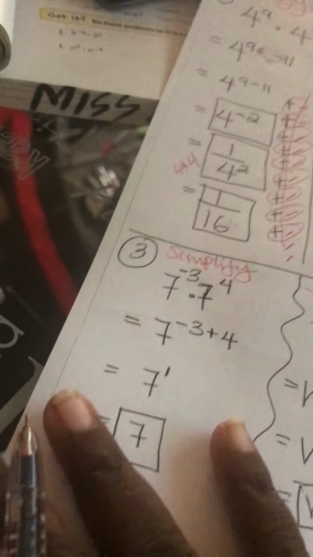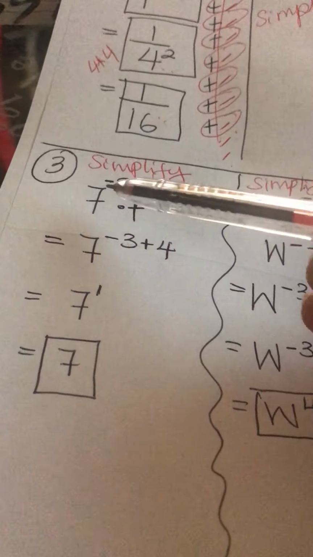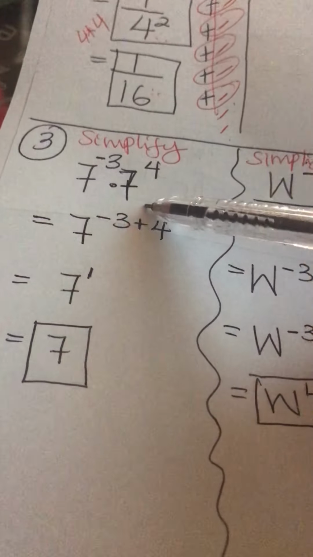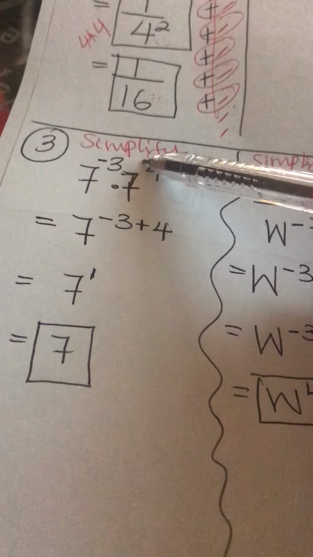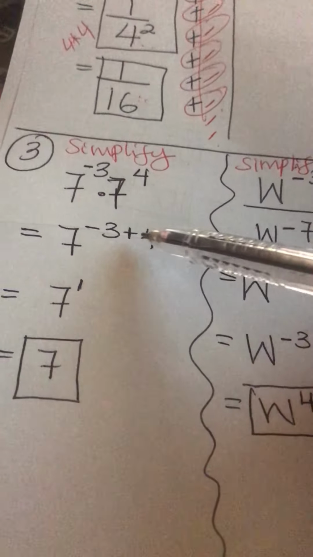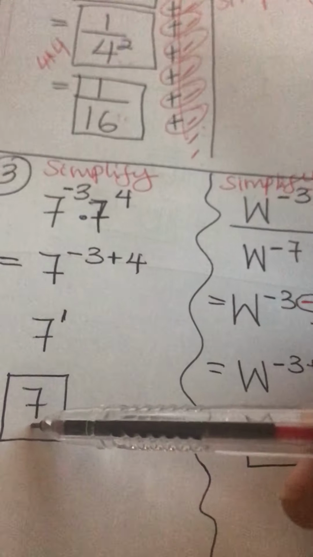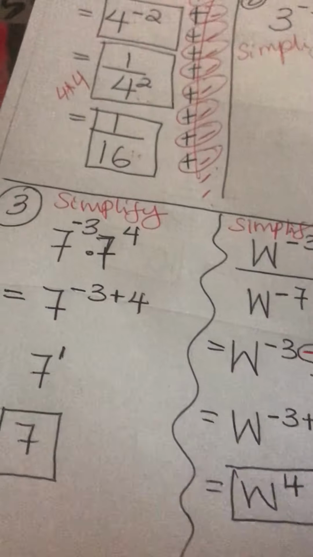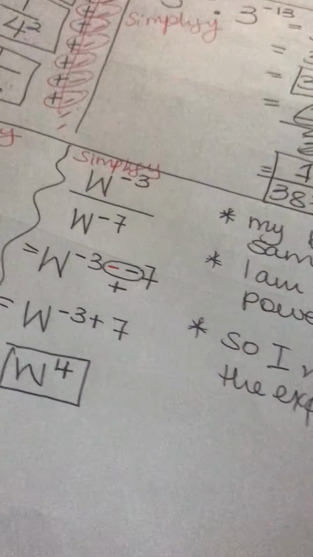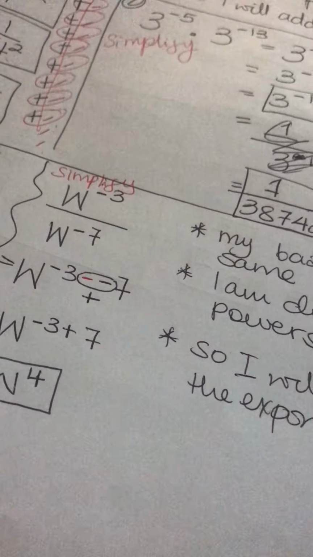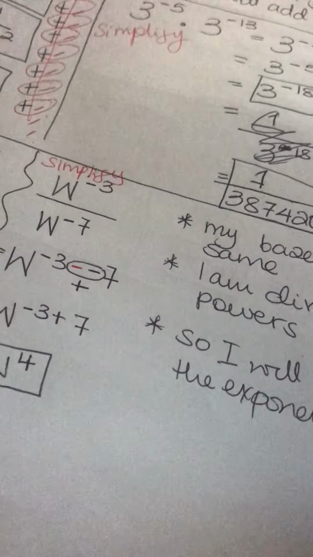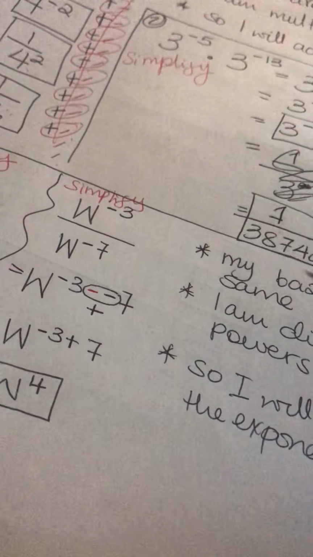All right, so now let's look at this one. My bases are the same, and I am multiplying, so I should add my exponents. Negative 3 plus 4 is just 1. So 7 to the first power, which is just 7. So you have to remember your rules for integers. Adding and subtracting integers, the way we learned when we were in grade 7.